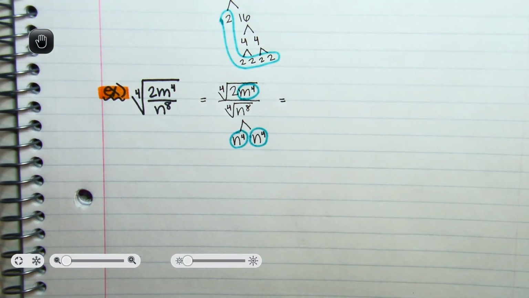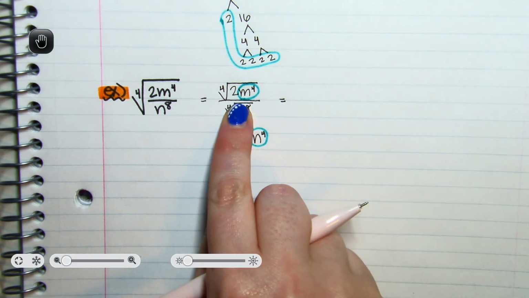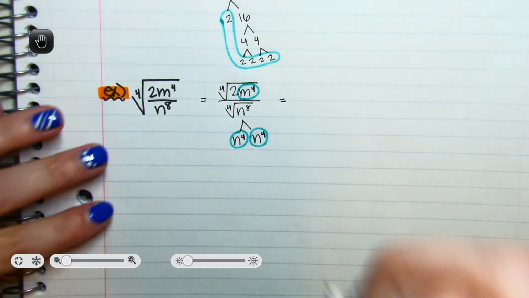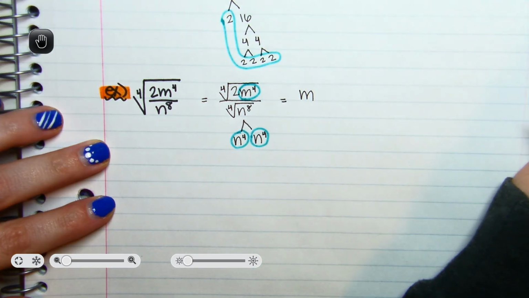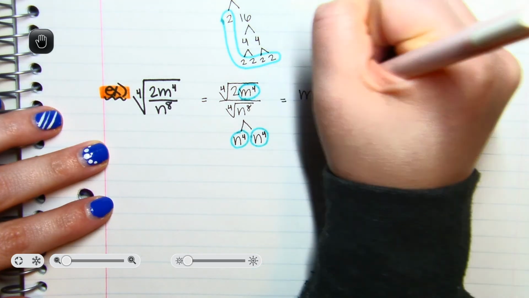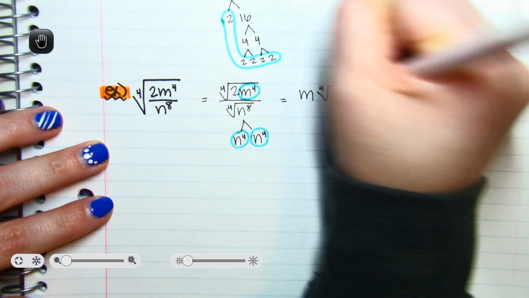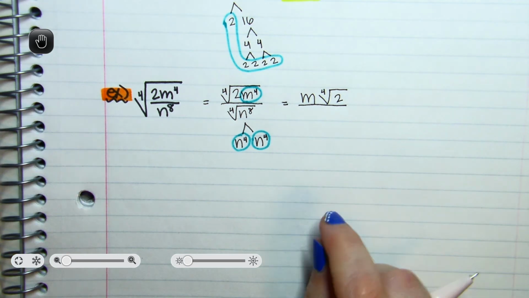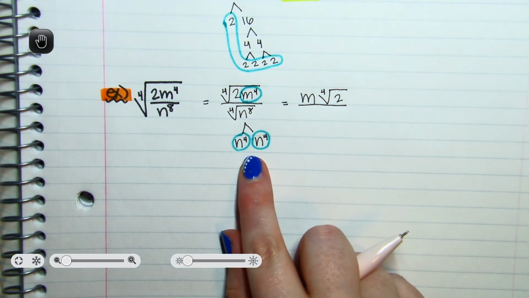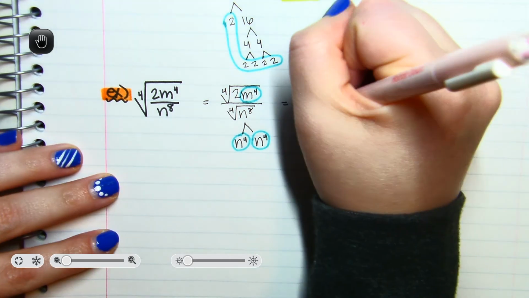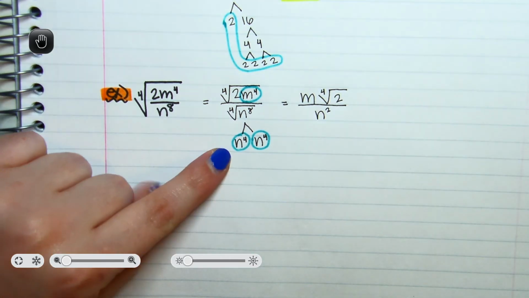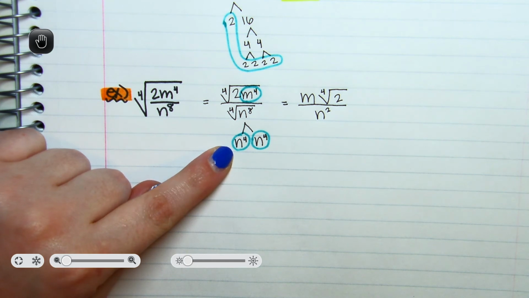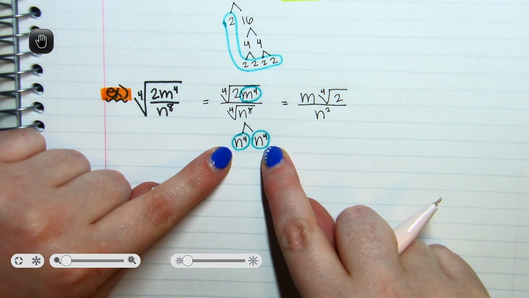So on the top, what comes out of the radical on the top? If you said m, you are correct. And then what gets left over that wasn't used is the 2. So the 4th root of 2 gets stuck under there. How are we going to rewrite the bottom? If you said n squared, you are correct. Because you pull out an n from this circled one, and then you also pull out an n from this circled one.